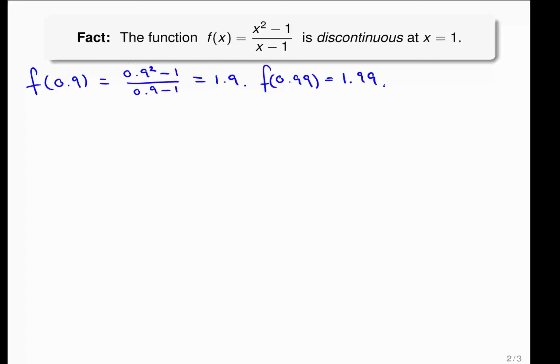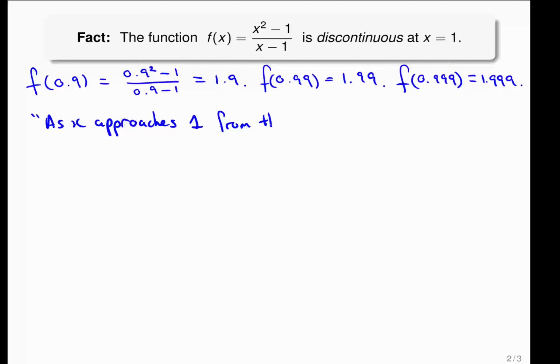Now, edging even closer by picking x to be 0.999, which is incredibly close to x equals 1, you can check that the y value is 1.999. There seems to be a pattern to this. We can observe the following. As x approaches 1 from the left, f of x approaches 2.